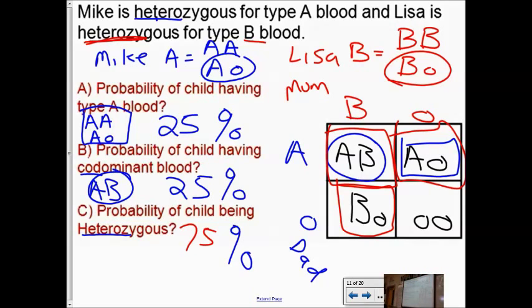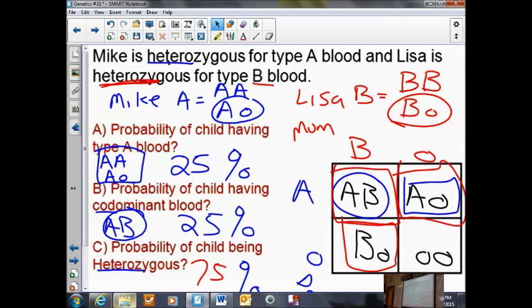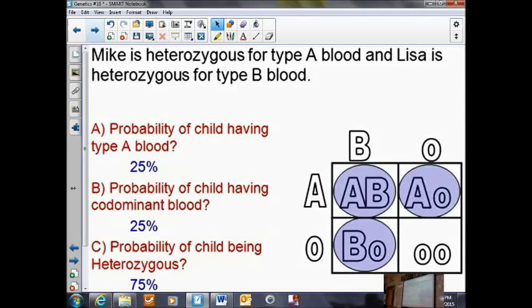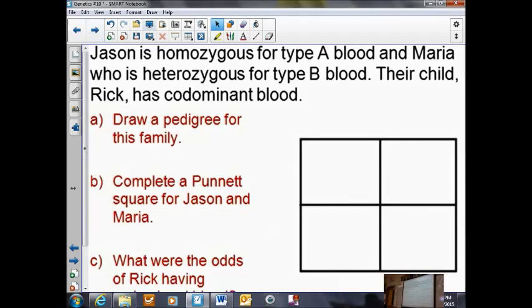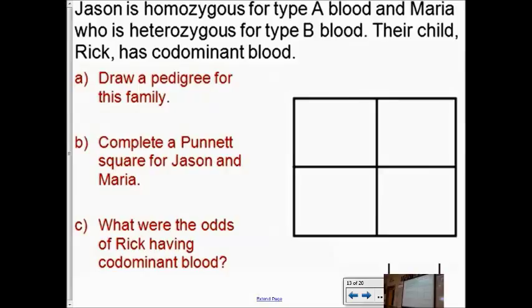Sorry. I want to answer, but we're going to run out of time here. Next one. I want you to understand this one right here. This says Jason is homozygous for type A blood. Okay? So Jason is the dad, and we know he's type A. And the mom, Maria, is heterozygous for type B. So this is the mom, Maria, and she is type B.